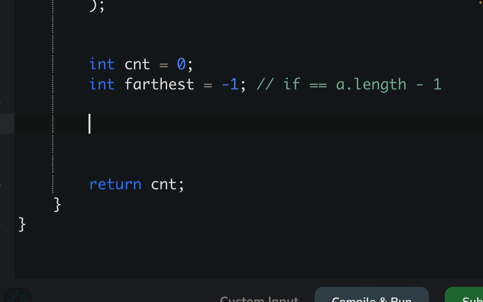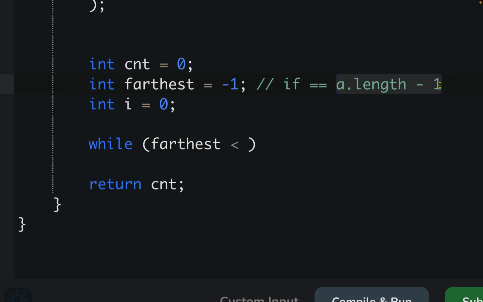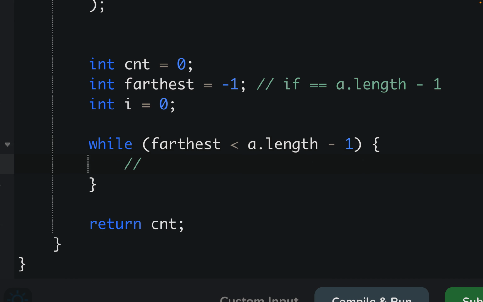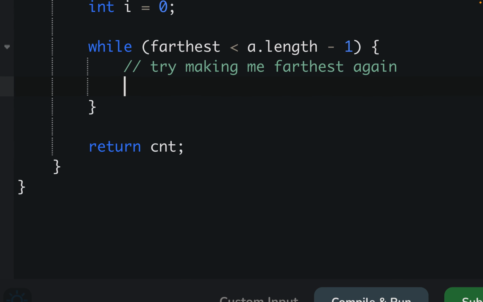And yeah, while doing this, what I'll want is an iterator as well. I'll iterate one by one from the start itself. So I'll have a while loop which would say, hey, until and unless I'm lesser than a.length - 1, I'm lesser than that guy. So do one thing, try making me farthest again. Okay, I'll try making it farthest.